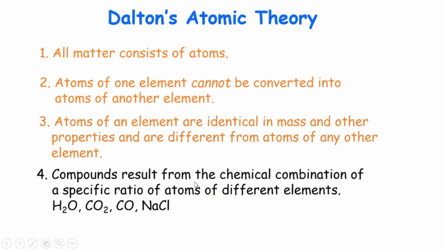Compounds are composed of atoms. So compounds result from the chemical combination of a specific ratio of atoms of different elements. For example, you have H2O for water, CO2 for carbon dioxide, CO for carbon monoxide. You see, CO2 and CO look quite similar, but they have very, very different chemical properties. Well, CO2 is non-toxic, carbon monoxide, CO, is very toxic.